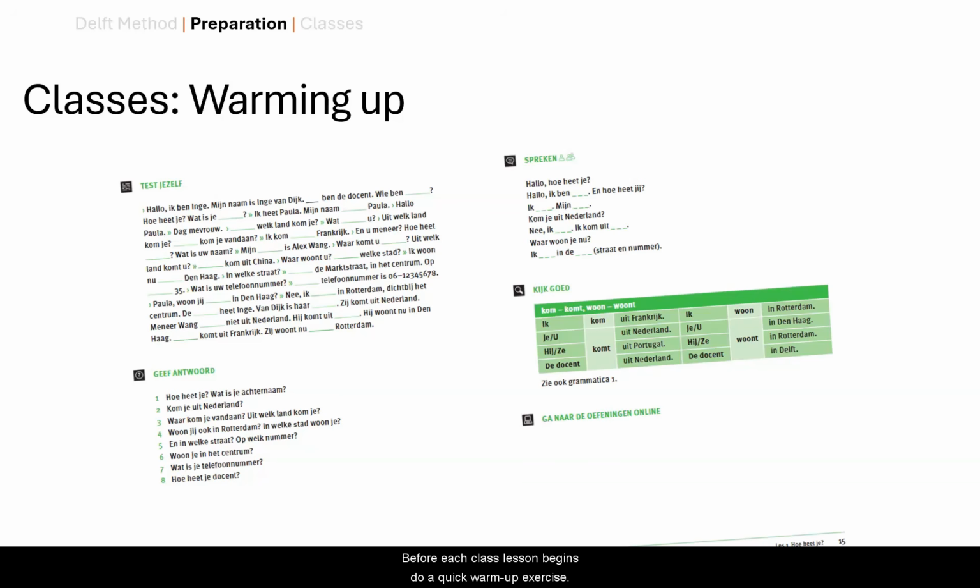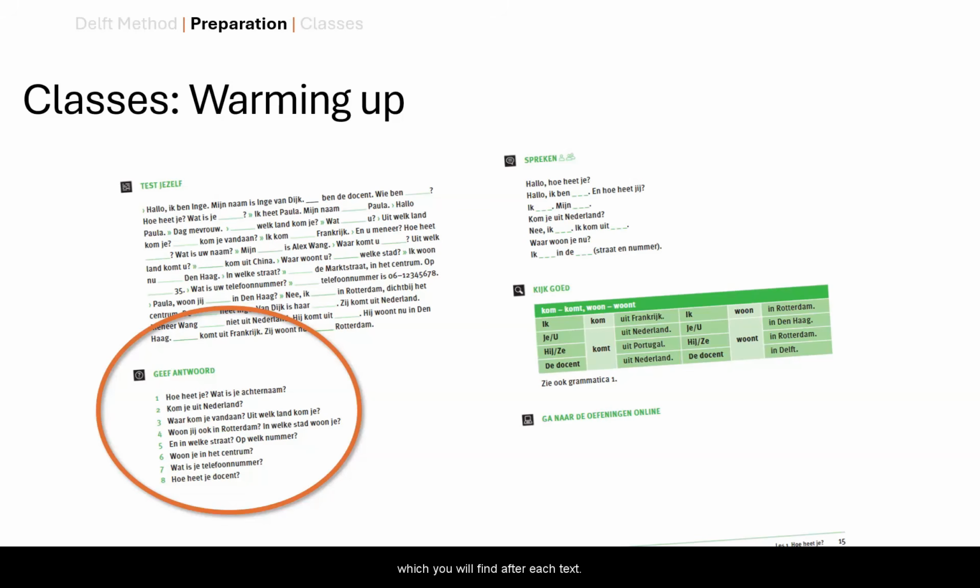But before each class lesson begins, do a quick warm-up exercise. Take your book and go to the section Geef antwoord, which you will find after each text. Answer these questions in Dutch. They cover the main topics of the text and usually form the basis of the class conversations.